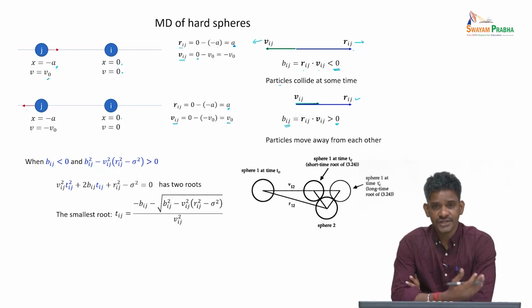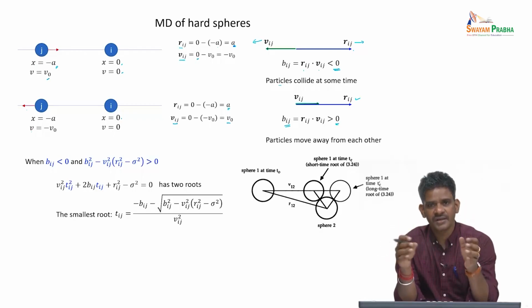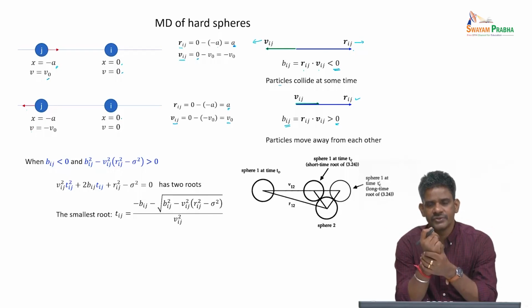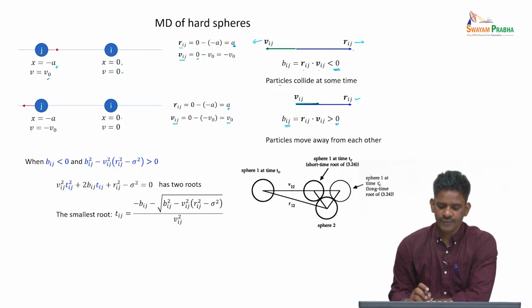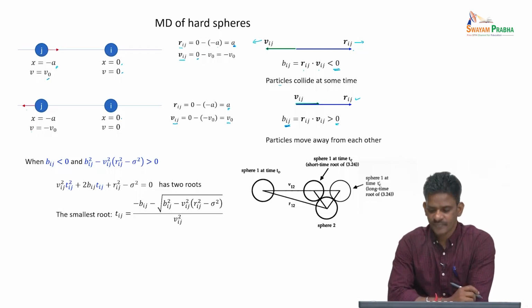So, this gives us a condition for when collision will occur and when it will not. This is because when you have a system of n particles, it is not necessary that all the pairs will have a collision time. They may be going in opposite directions and they may never collide. So, it is important to look at only pairs which would collide at some point in the future. One way we can screen them is to look at whether this value b is negative or not.